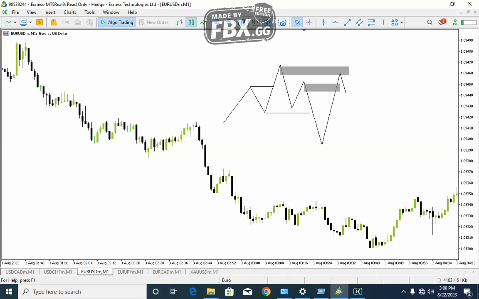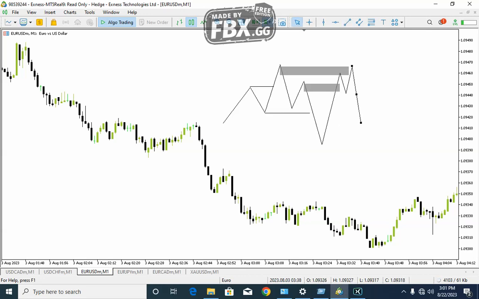So what I do most of the time is I want to see a confirmation, or what I tell my students is I want to see a reaction, right? No reaction and there's no entry. If there's no reaction, then there's no entry. So this is the reaction I want to see.